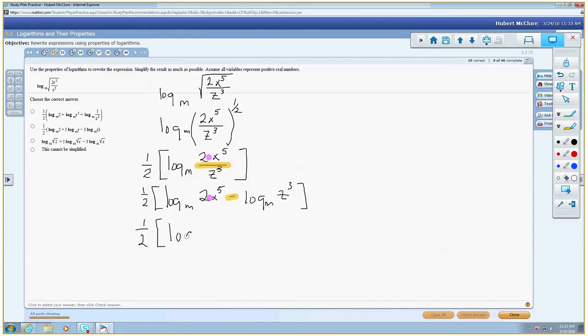So log base m of 2 plus log base m of x to the 5th minus log base m of z to the 3rd. And of course, take my handy dandy highlighter, and that multiplication is represented by that plus.